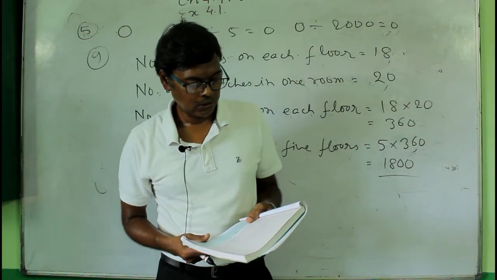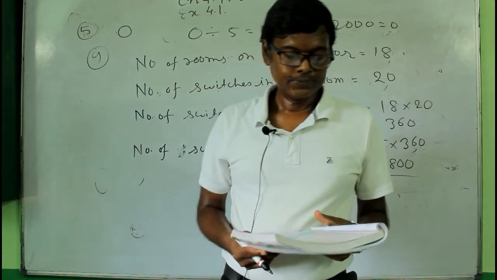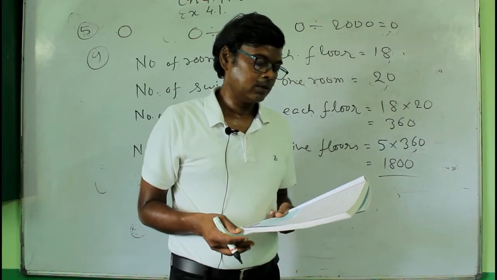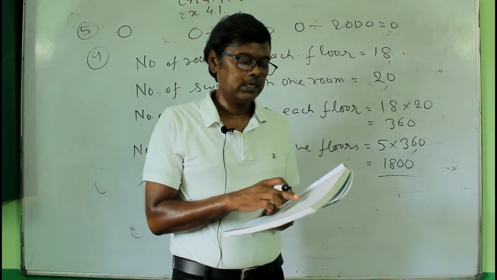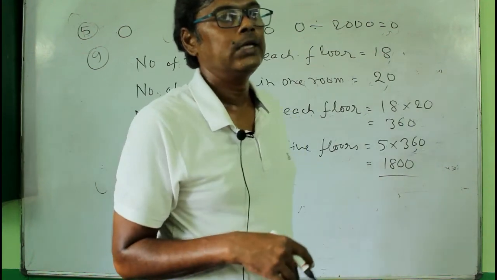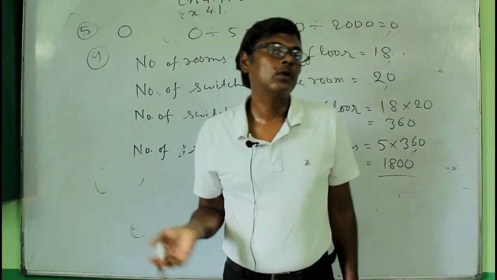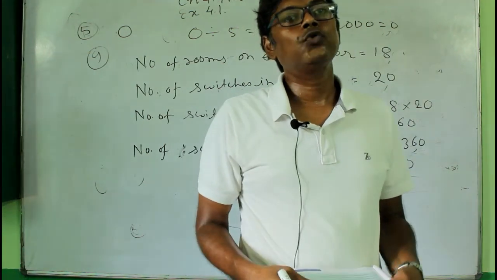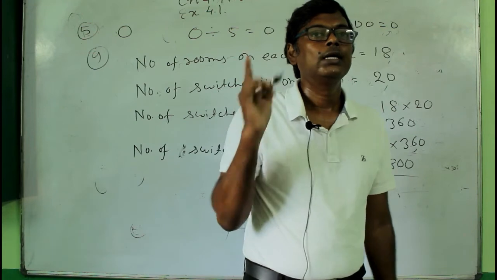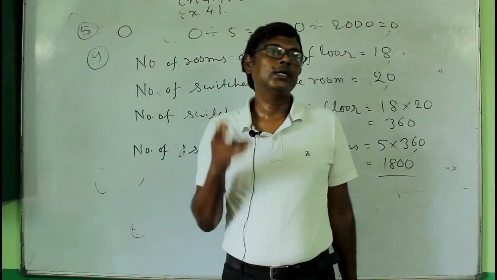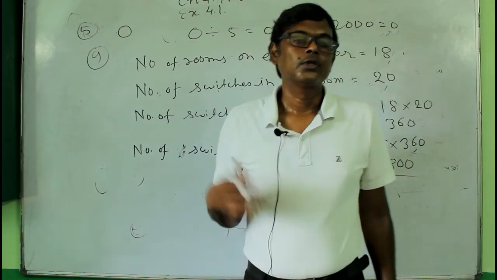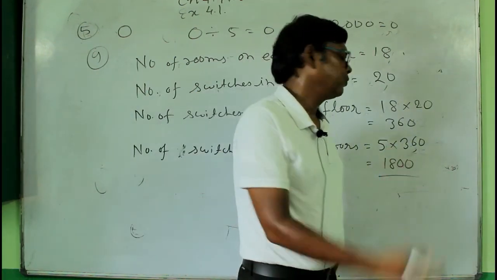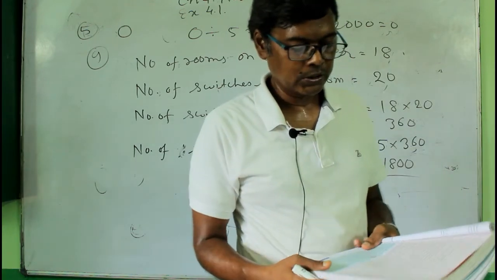How many switches are there in all the rooms of the building? Okay, so we can also find the number of rooms first. Because 18 rooms are there on one floor, we can find how many rooms are there on all the 5 floors. It will be 90, because 18 into 5 is 90. So you have a total of 90 rooms, and you know that in one room there are 20 switches. So the total number of switches will be 90 into 20. Again the answer will be 1800. Okay, in that way also you can go.